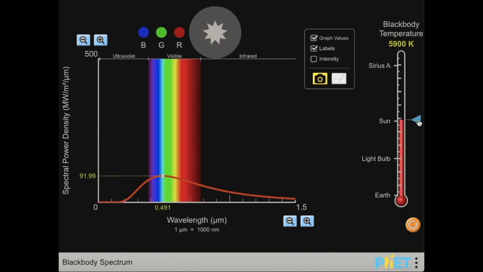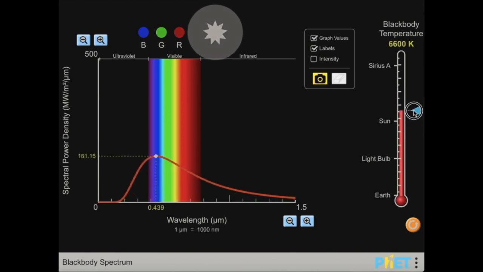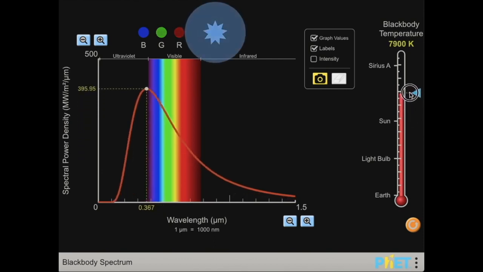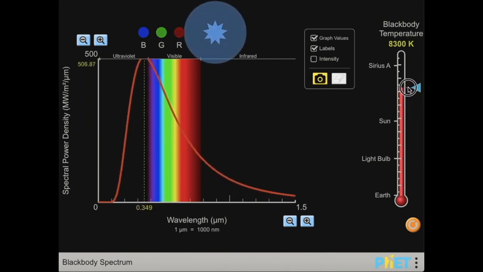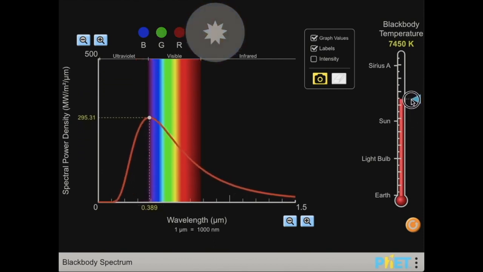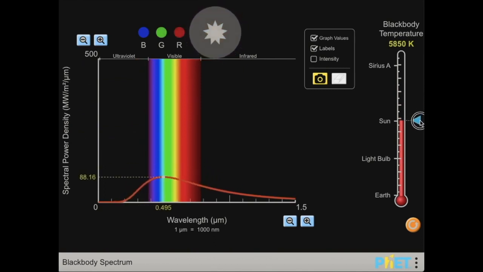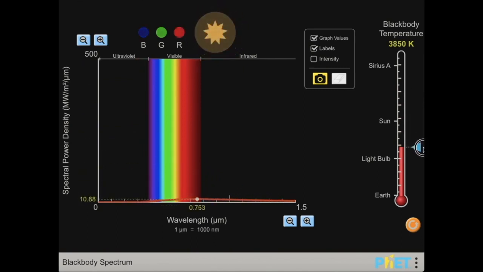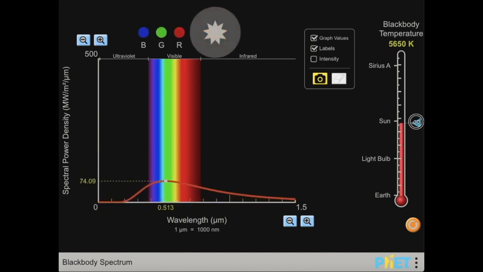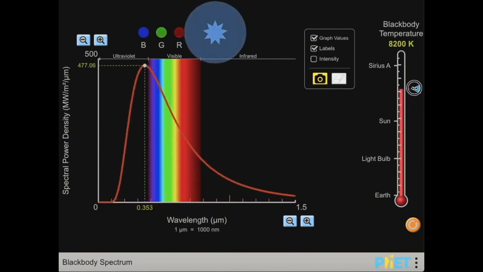For example, if I increase the temperature on this curve, you see that the peak wavelength of the curve shifts to the left. And as temperature decreases, the peak wavelength shifts to the right, which gives us the inverse proportionality between surface temperature and the peak wavelength emitted by a black body.